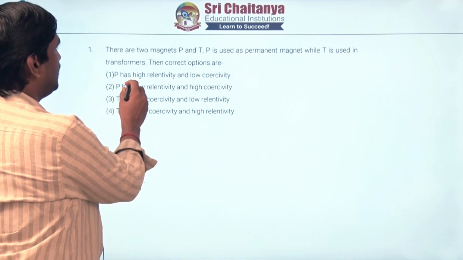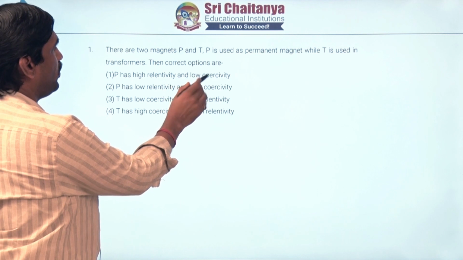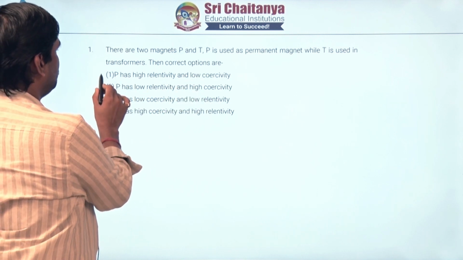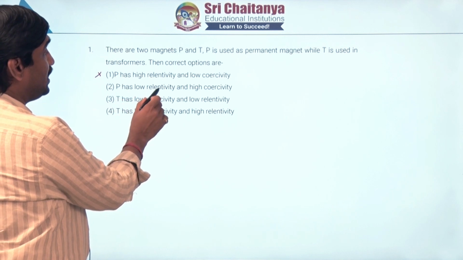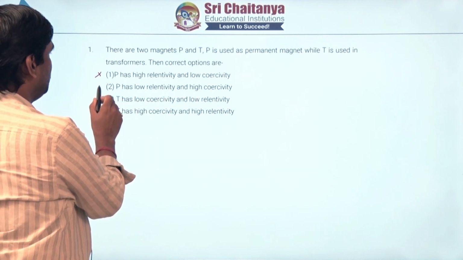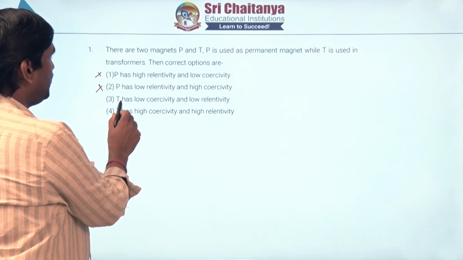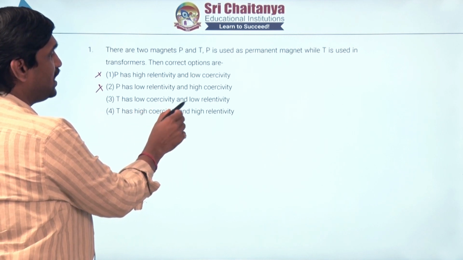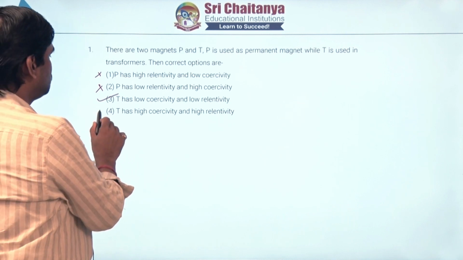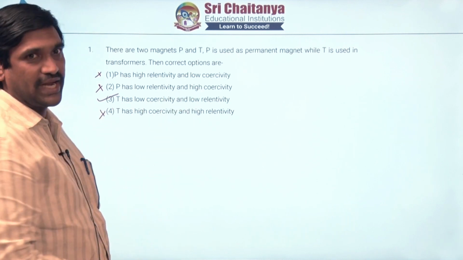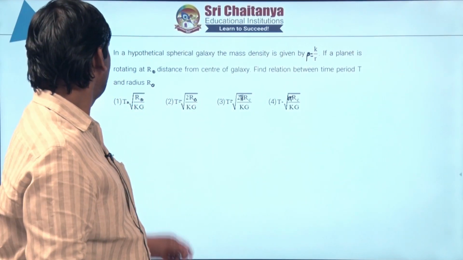P has high retentivity, low coercivity, it's wrong. Whereas P has low retentivity, high coercivity, it is wrong. T has low coercivity, low retentivity, this is the correct answer. This is also wrong. So the third option is right. Now I am going to start the second question.